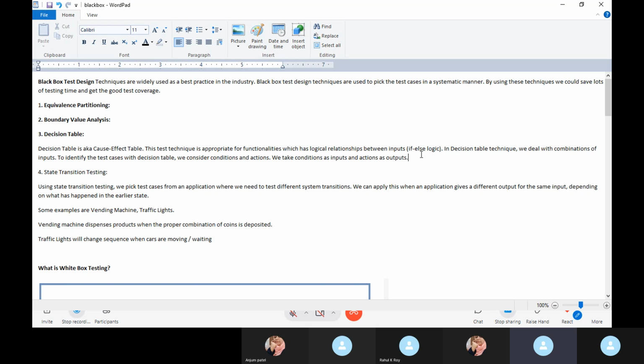Similarly, decision table also now you can understand. There will be a cause and it will have an effect. It's simple. If you are doing something, then for that there will be a reaction. Okay, so there will be a cause and there will be an effect. So the user login functionality comes under decision table.